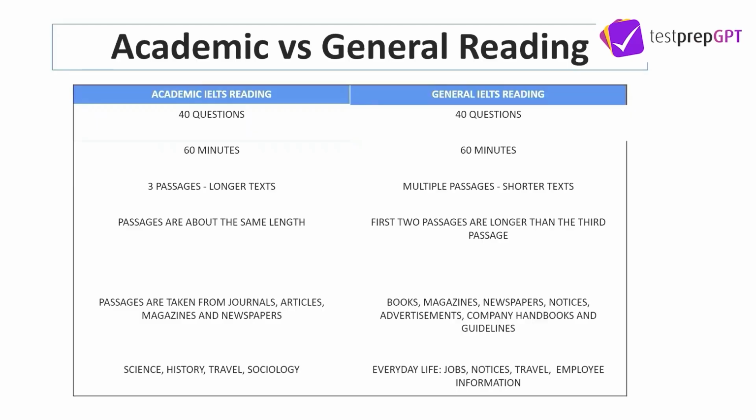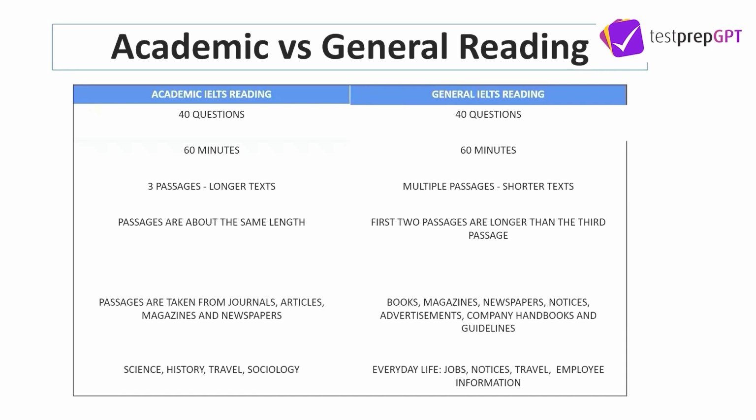In academic IELTS reading, there are 40 questions, the same in general. The time is the same, 60 minutes. There are 3 sections in academic IELTS, and there are 3 sections also in general. However, you may have 3 to 5 passages and shorter passages in general. And of course, the vocabulary in academic reading is more complex. It's a little bit more challenging.